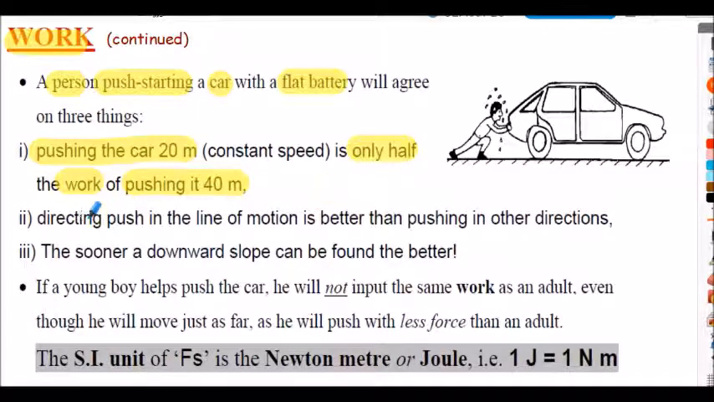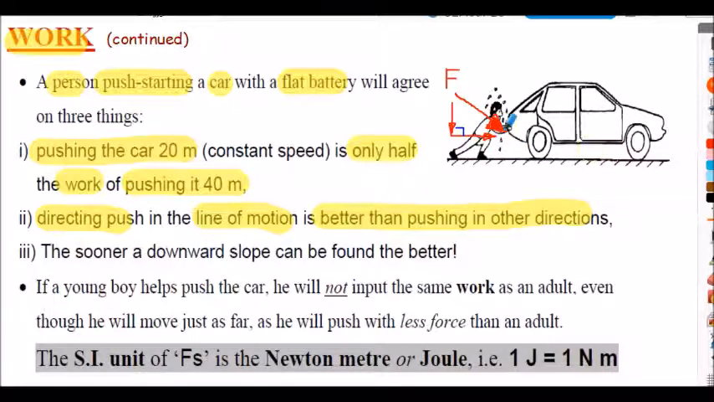Also, directly pushing in the line of the motion is more efficient than pushing in other directions. In other words, in this case, pushing with force F in the horizontal direction, the direction of the motion, is more efficient than applying the force F at an incline, because only the horizontal component of force F would produce work in the direction of the motion.